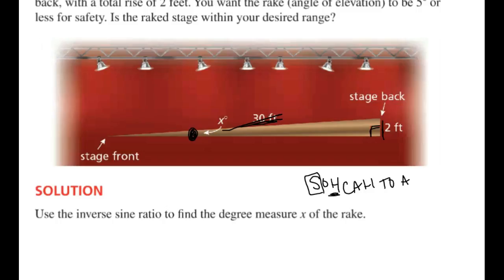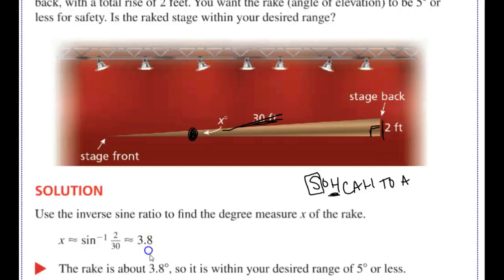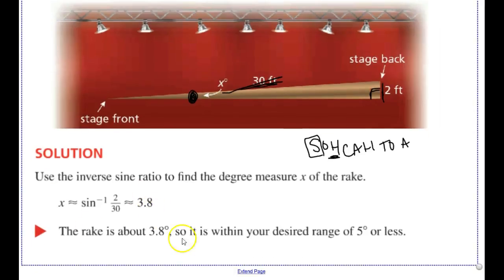And I see I'm trying to find the angle, so I know I'm going to be using the inverse sine ratio. So I set that up. The inverse sine ratio, and sine is opposite over hypotenuse, is equal to approximately 3.8. So the rake would be 3.8 degrees, so that is less than 5 degrees. So I know that this will work.